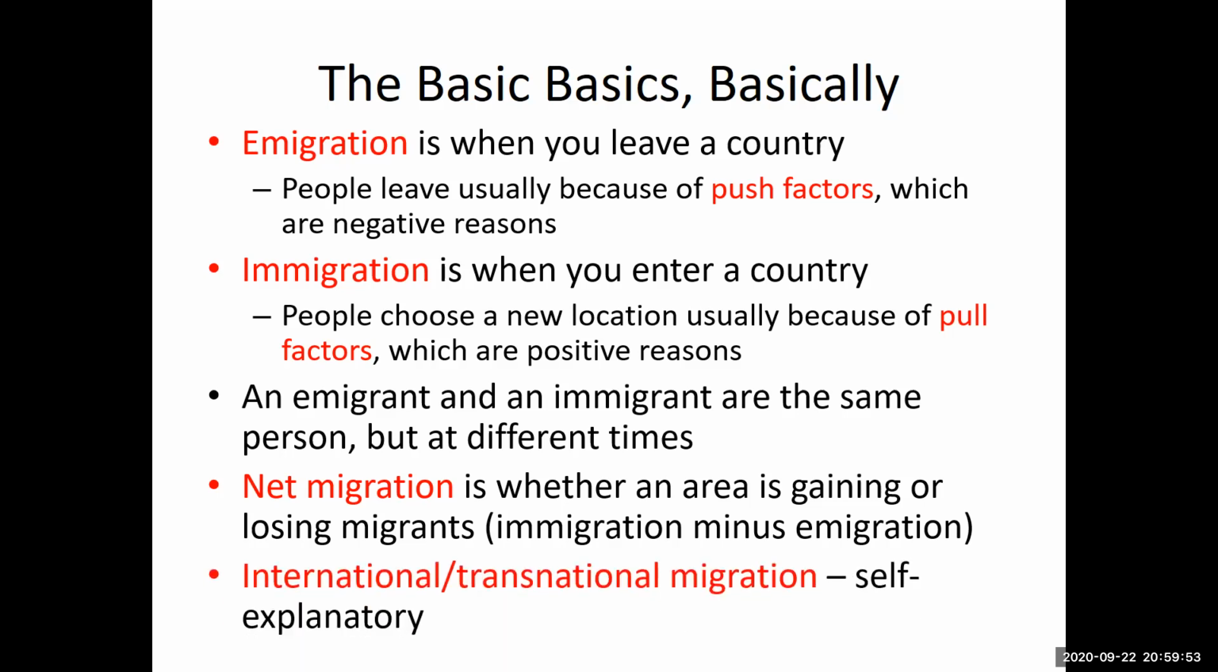Finally, stating the obvious, international migration, also known as transnational migration, is simply migration where people are crossing a country border. So going from the United States to Canada would make you an international migrant. Whereas if you're just going, of course, from like Texas to Oklahoma, you are not an international migrant.